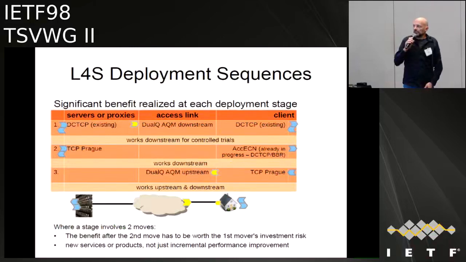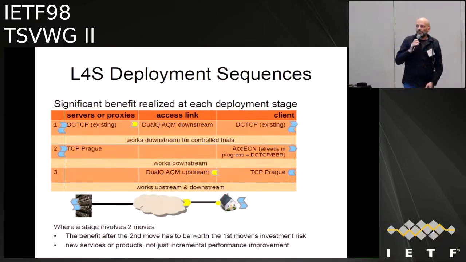This is an example of such a deployment sequence which is described in the draft very recently. I think Bob just uploaded it a while ago. So it's just to show you, okay, if you in an access link put or activate dual queue, you can use the existing data center TCP at the moment, and in some kind of walled garden controlled environments, you can use data center TCP now.